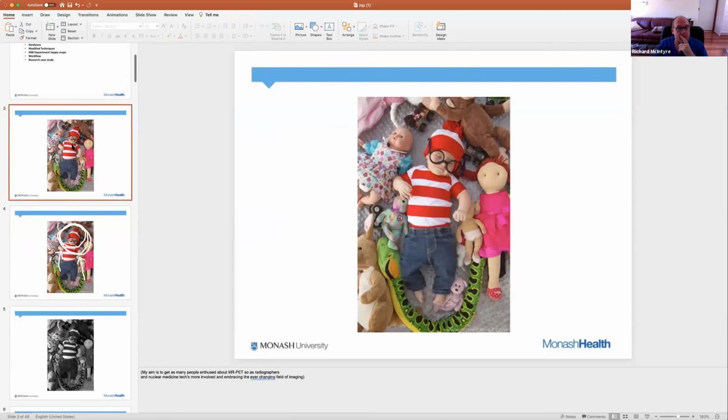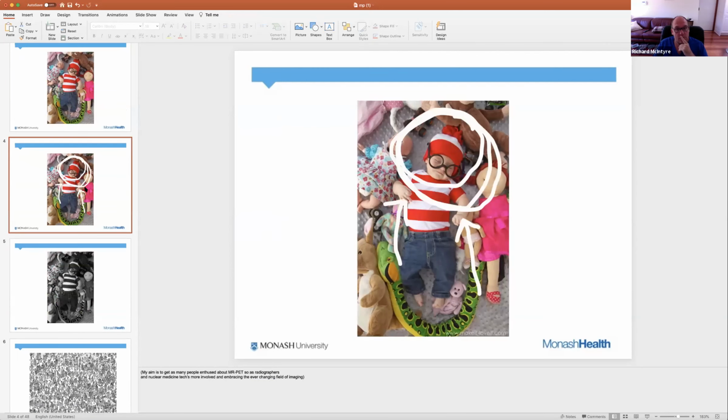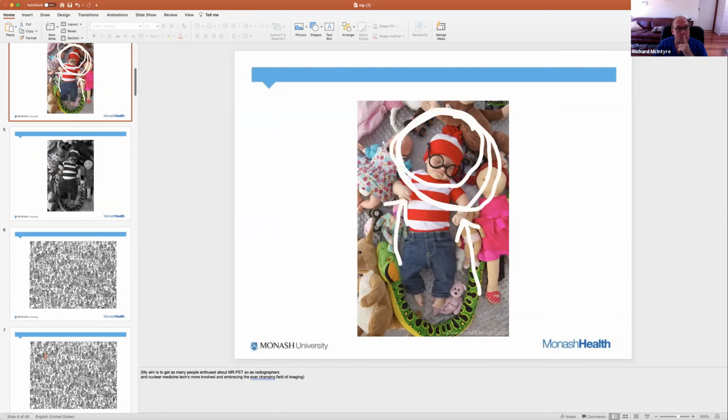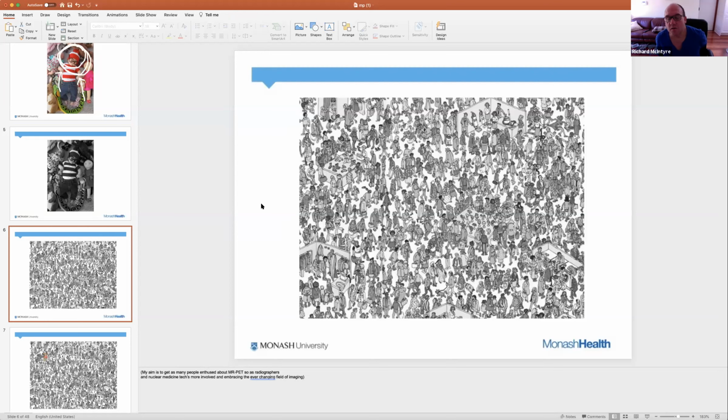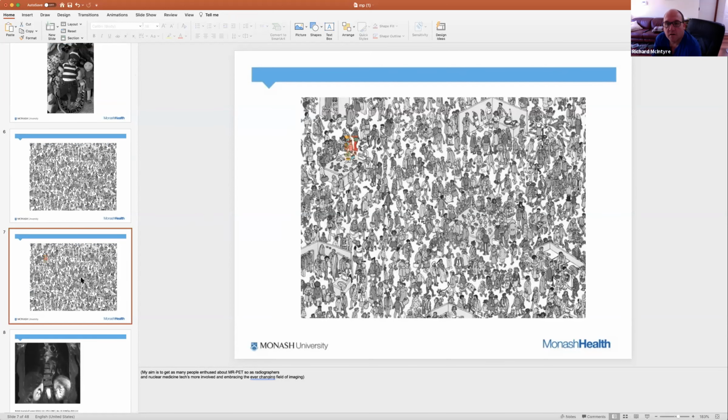So basically, we've got a little child here. Okay, everyone can see this little Wally. What about when we put it in black and white? We don't see him as well. And that's really what radiology is. So radiology, we're looking for a grown-up Wally in that picture. We can't see it very well, okay? What about if we shine a light on Wally? All of a sudden, we see it very well, okay?